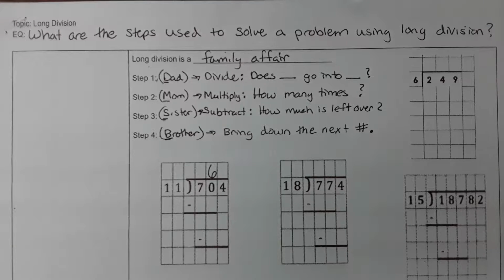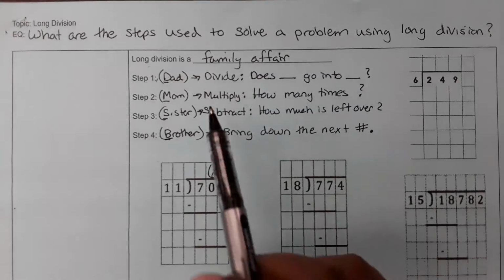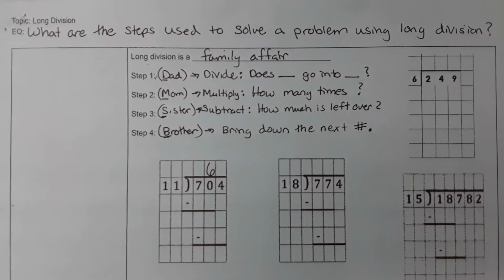As we stated before, long division is a family affair. So go ahead and put that in because, movie magic, it was already done for me. It is a family affair, which means everyone has a part to play: Dad, Mom, Sister, and Brother.